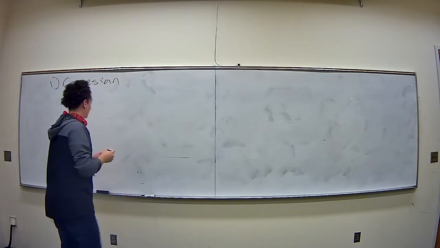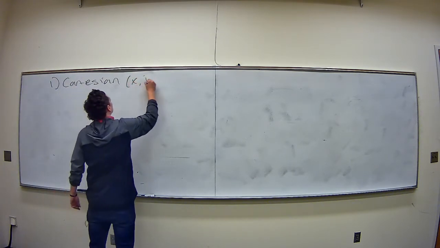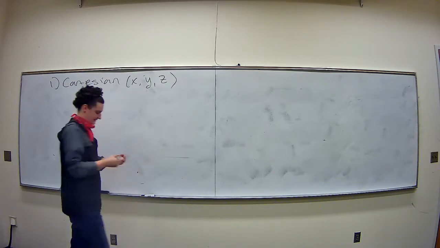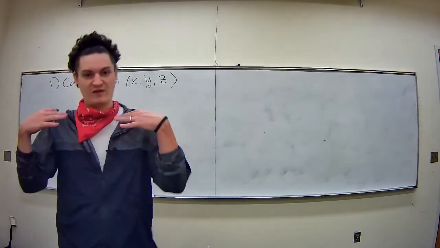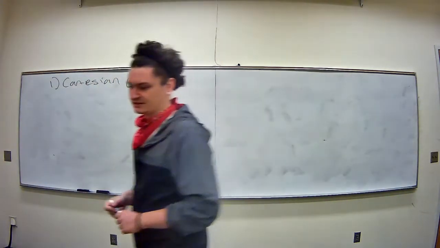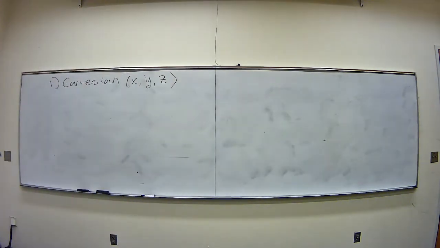Right? There's the Cartesian coordinate system. Right? And that's x, y, z. It's one of my favorites. I can always kind of see it, imagine it. It has really great properties.